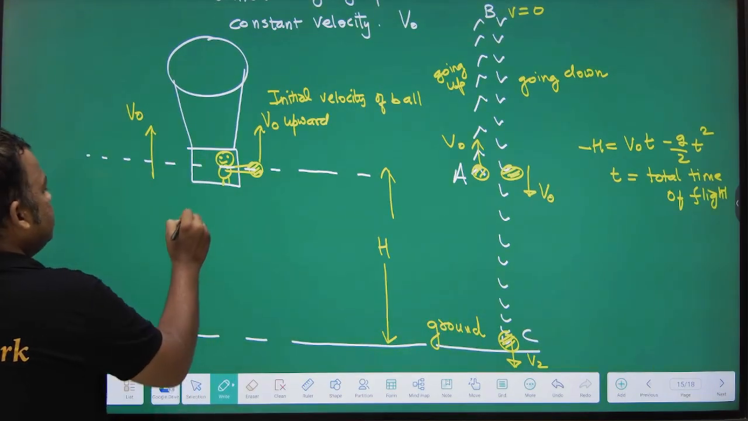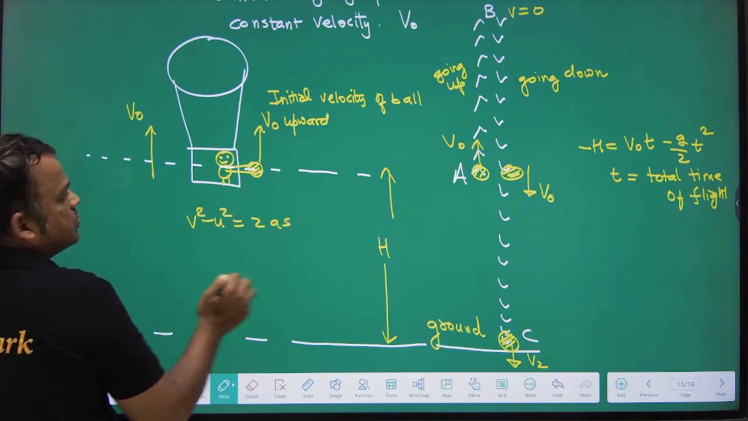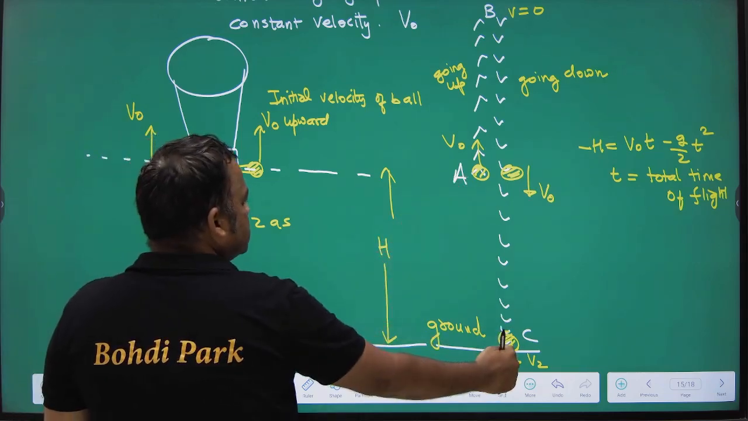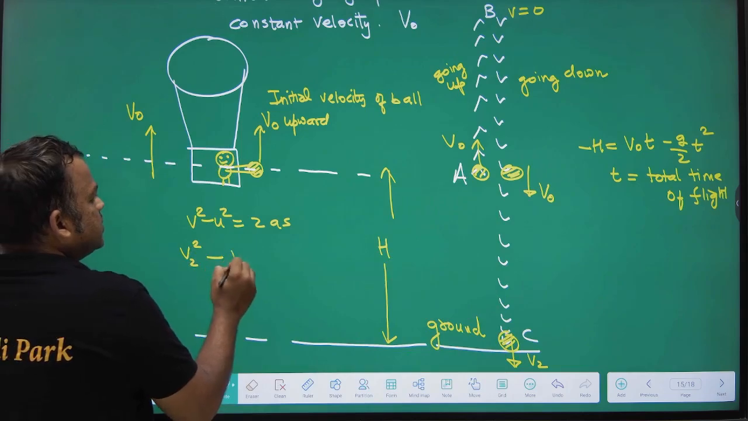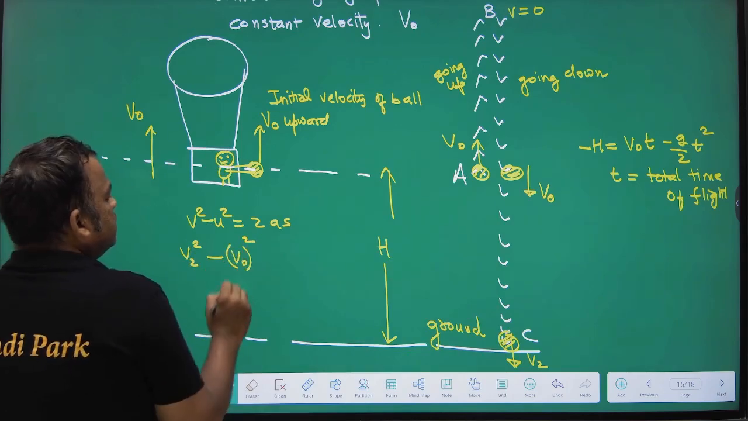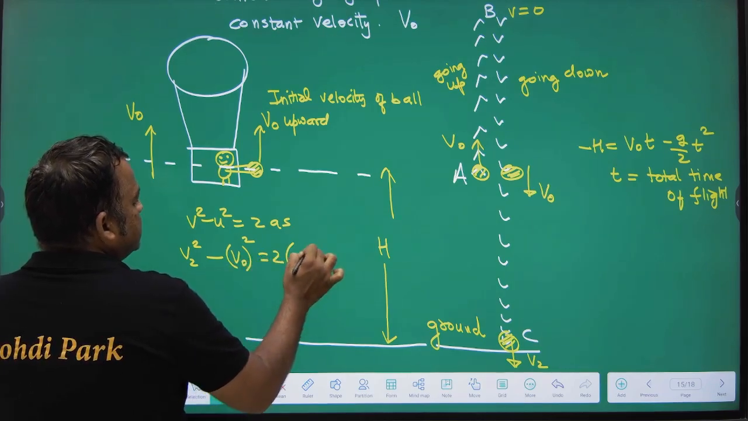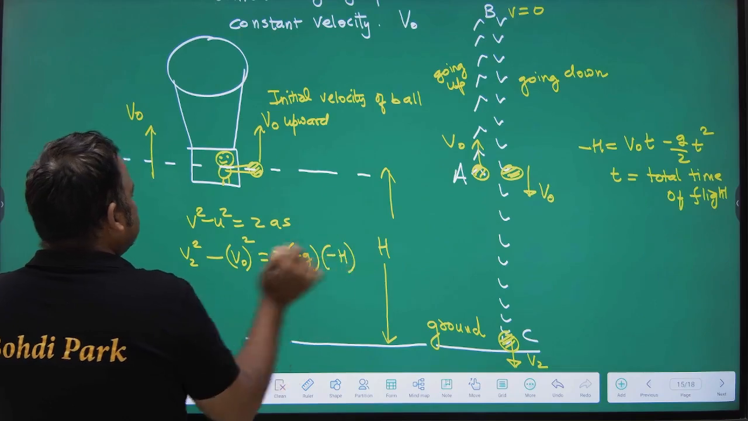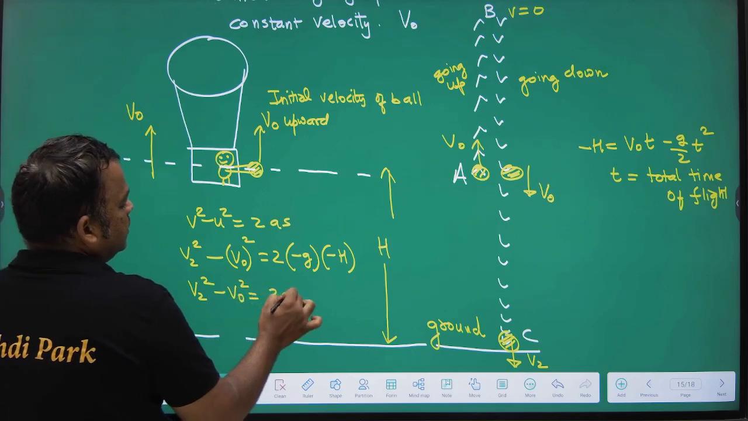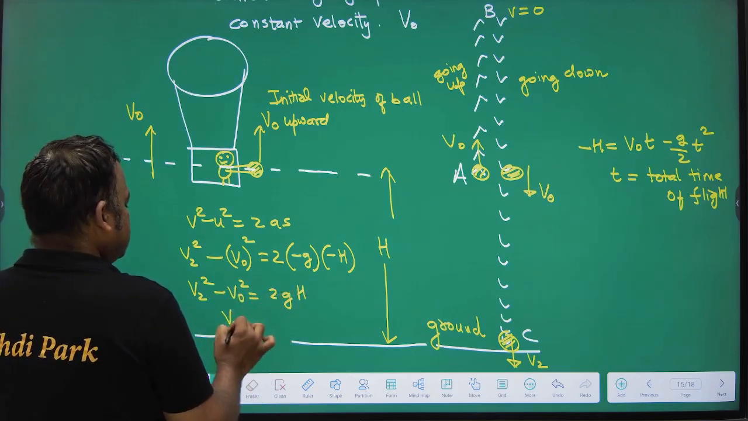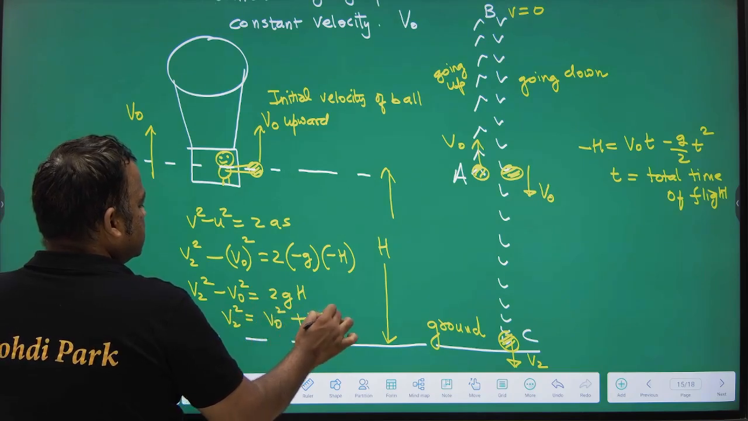How to find V2? We will use V square minus U square is equal to 2AS. So when it is going from A to C, the final velocity is V2 square, initial velocity is V naught, so U square will be V naught square. 2A, A is minus G, S is minus H. So V2 square minus V naught square is equal to 2GH. So V2 square will be V naught square plus 2GH.